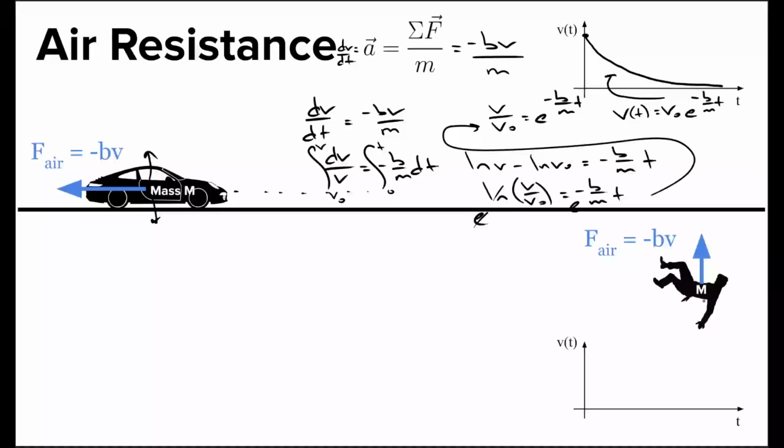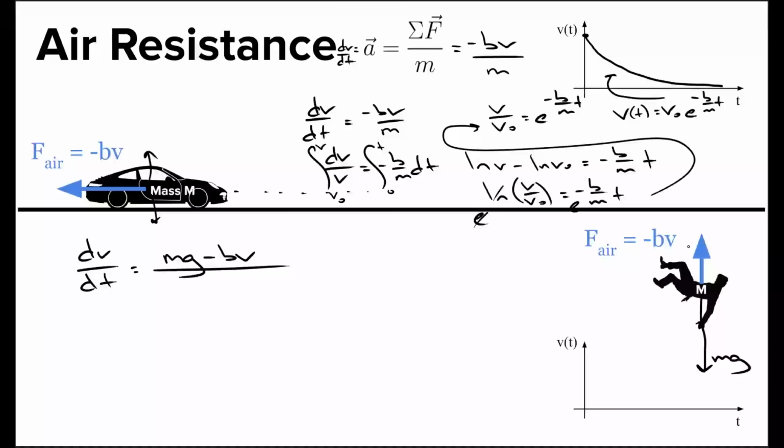What if I was falling through the air? Now I've got another force here, gravity, mg. How do I do it? I do it the same way. I plug in up here, but I'm going to have dv/dt. Now I have two forces here. I'm going to treat down as positive because treating the direction of motion as positive typically makes things easier. So down's going to be positive, mg, minus bv.